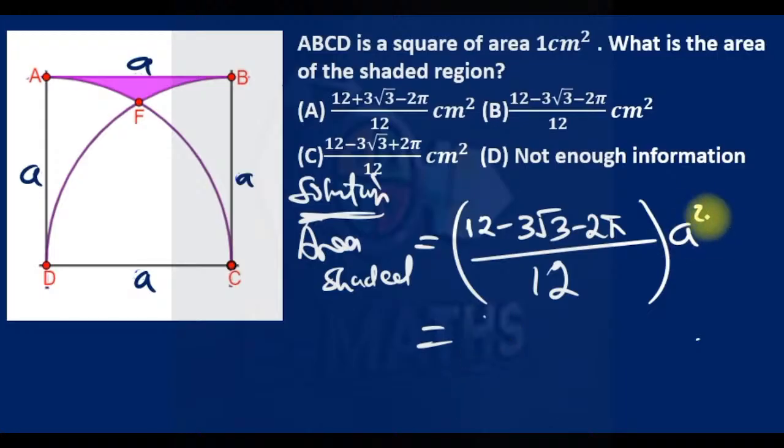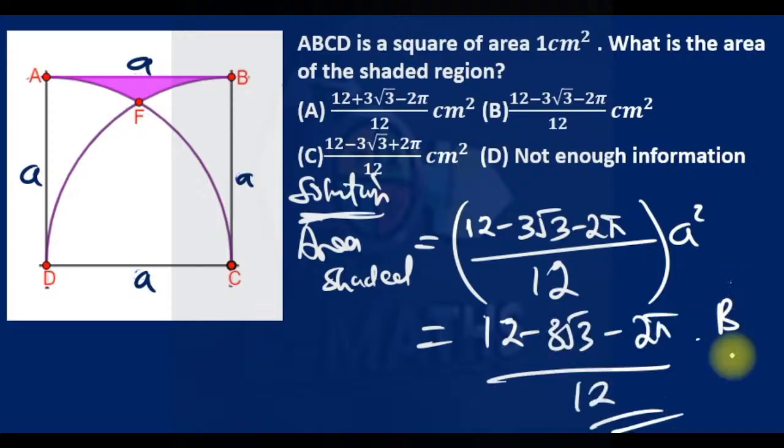So the area is 1, as you can see. This area of this square, a squared. So the answer is 12 minus 3 root 3 minus 2 pi over 12. So option B. So do you see it is very easy to use.